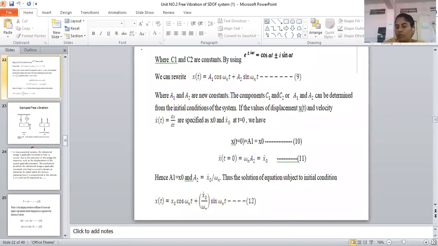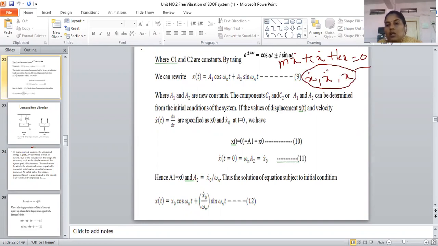Okay, so from this first case, equation number 15, the equation that we have discussed for the damped free vibration system, is mx double dot plus cx dot plus kx is equal to 0. We should know three values: one is x dot, the second is x double dot, and the third is x. If we know these three values, we can solve equation number 15.